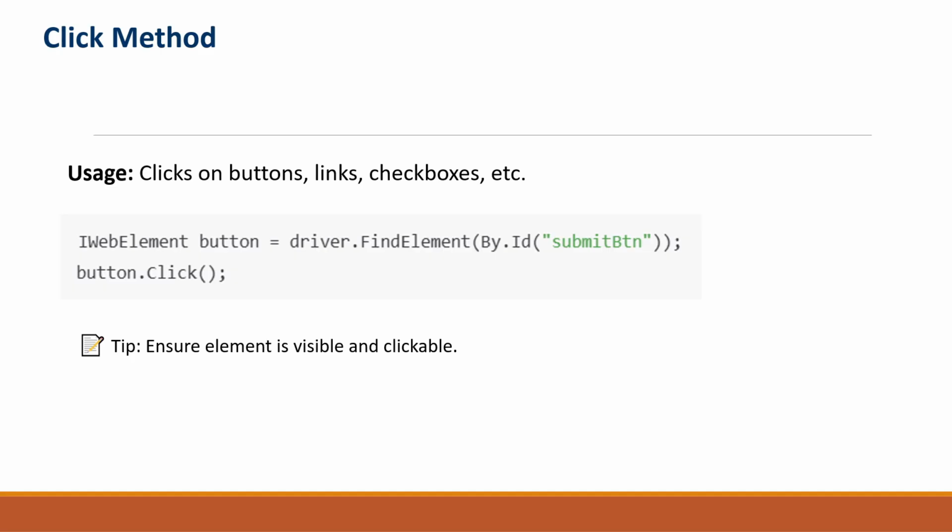I have given an example here: the web element button is equal to driver.FindElement by ID submit button. Here I am inspecting and locating the submit button using the locator ID, and button.Click is the method we use to click on any button, link, or checkbox. So button, the web element, dot Click will click on the submit button. This action will be performed. And the tip is to ensure the element is visible and clickable.